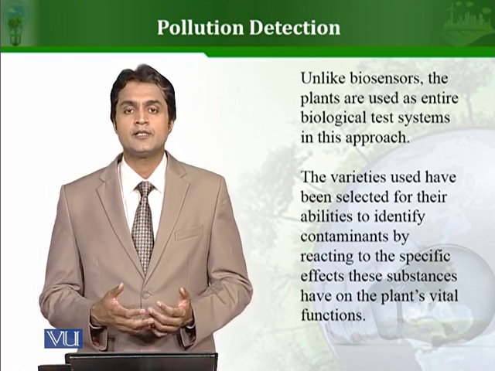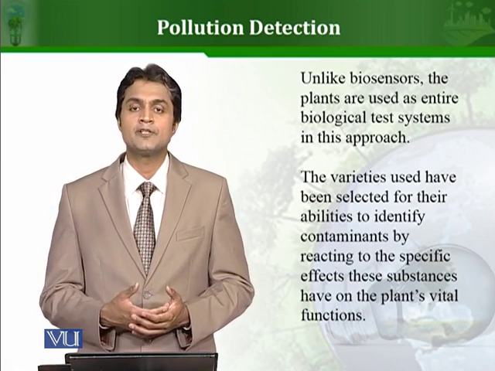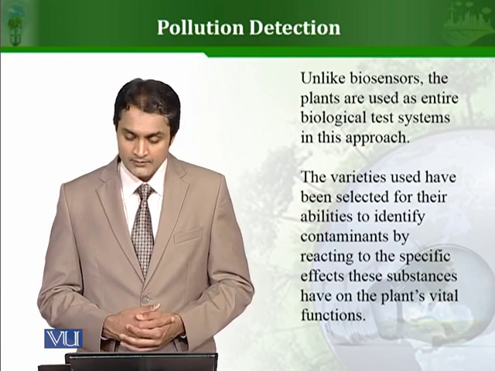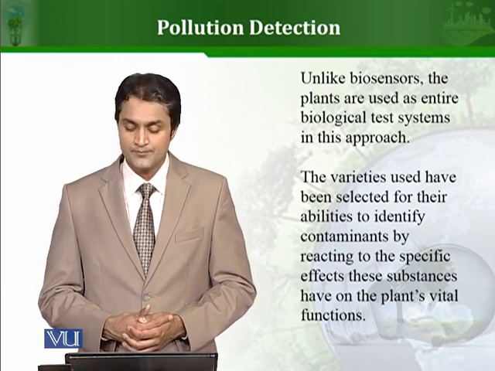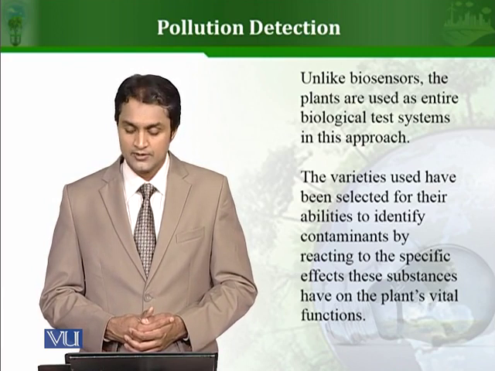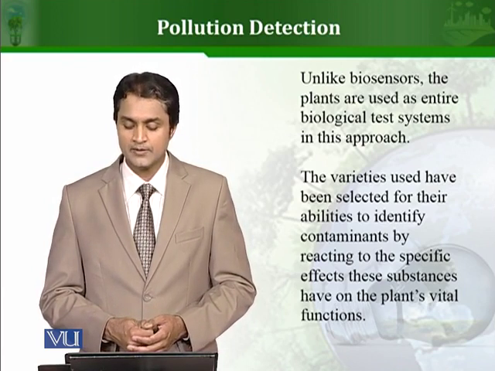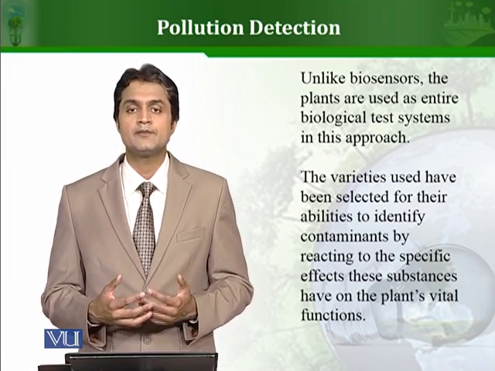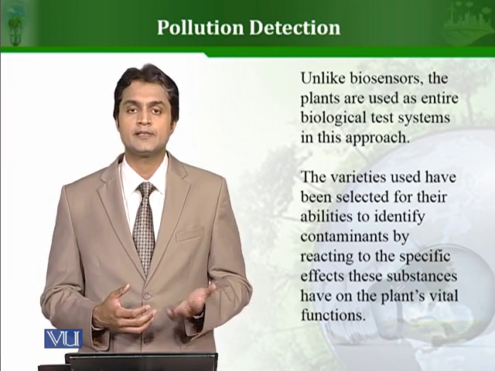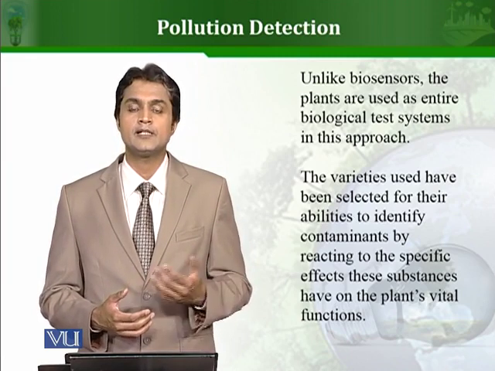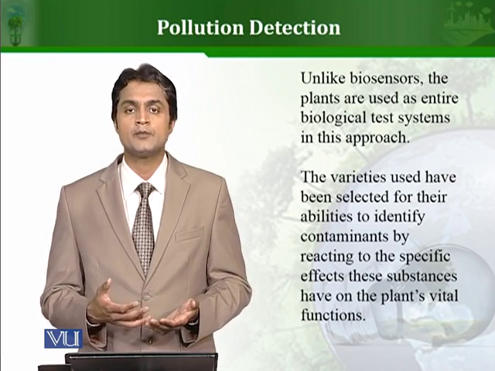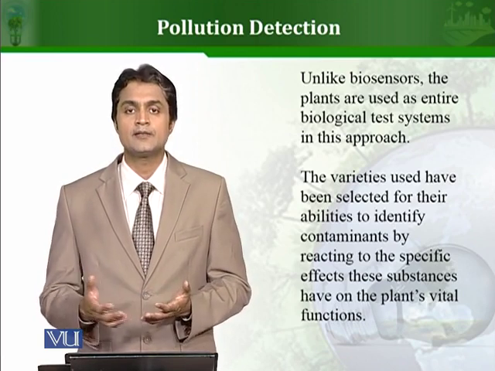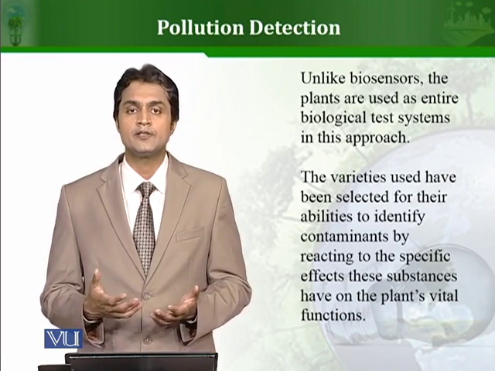और plants जो हैं, then those plants are observed over time to see if there is some change happening in the plants. The varieties used have been selected for the abilities to identify contaminants by reacting to the specific effects these substances have on the plant's vital functions. बहुत से different plants हैं, वो different contaminants के against different तरह से behave करते हैं, different तरह से react करते हैं. So depending on how they are reacting, one can tell which type of toxic compounds could be present in that atmosphere. So that's how one can easily detect the quality of atmosphere in a certain area.